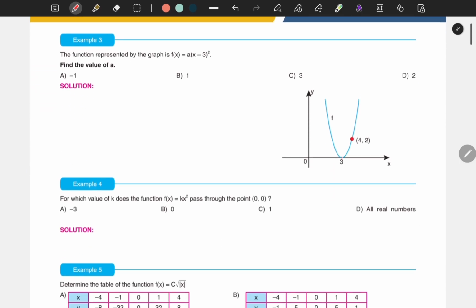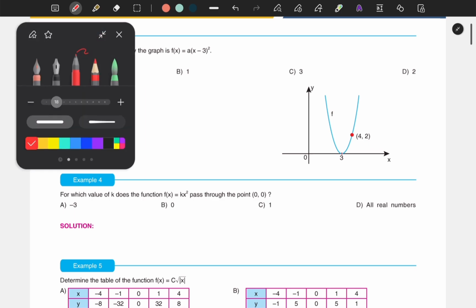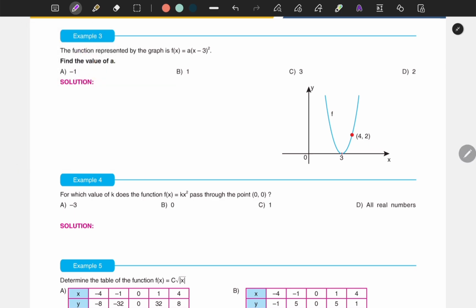Okay, next example. Let me use a different color just for fun. When you see this point here, it is given, and the graph is passing through this point. So it means that this point, which is 4 and 2, must satisfy my function. In x, 4, in y, 2. Let me replace.